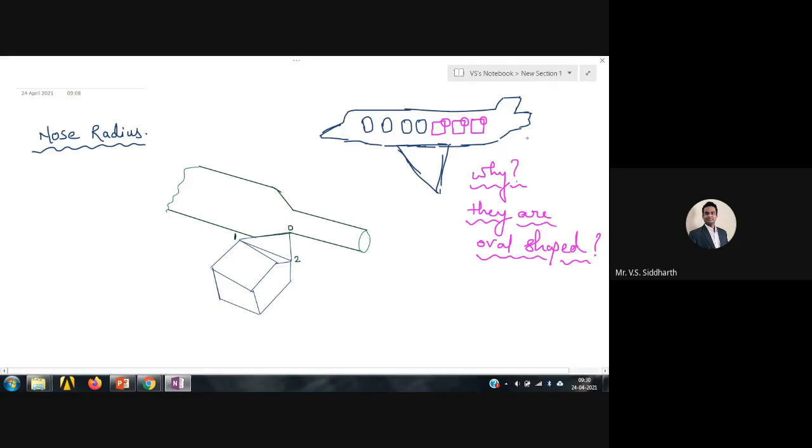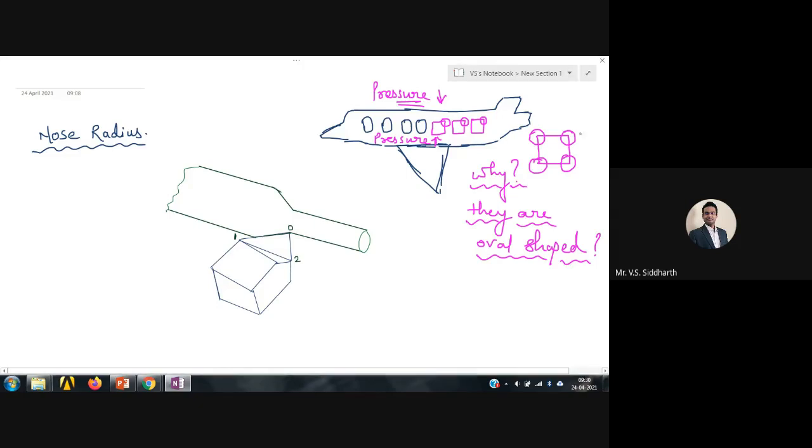Whenever you have sharp corners like this, here one sharp corner, here one sharp corner, here one, here one, so there are four sharp corners. Whenever there are sharp corners in any component subjected to stress, and the aeroplane is subjected to stress from inside because it is flying in air where the pressure is less, and inside pressure is more. So it is like a balloon. Obviously the windows and walls are subjected to some amount of tensile stress.